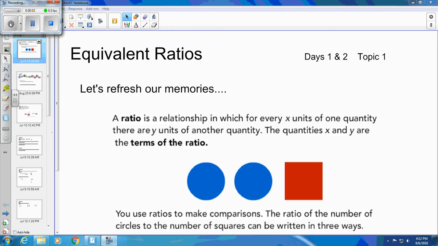Welcome to our first flip lesson on equivalent ratios. This is a 2-day topic, and we are going to talk about ratios, proportions, and conversions. So let's begin by refreshing our memories.